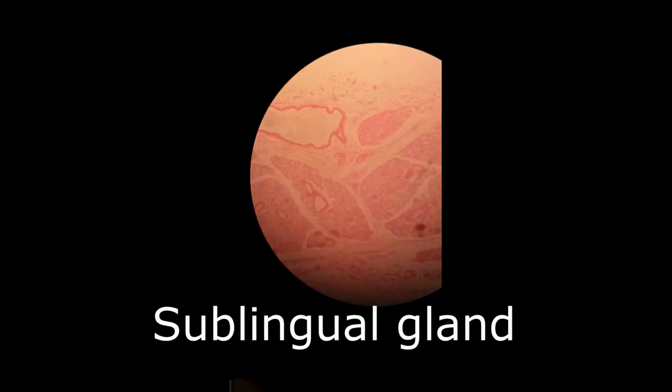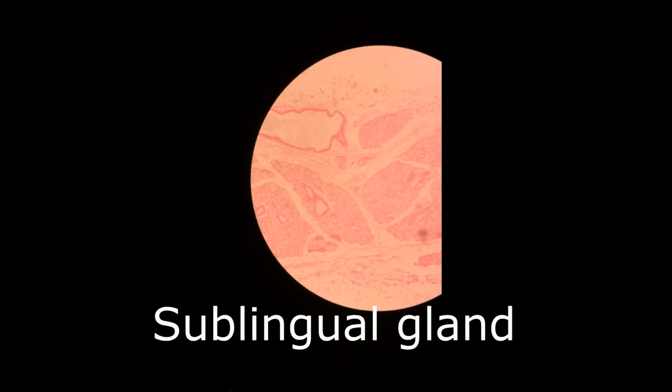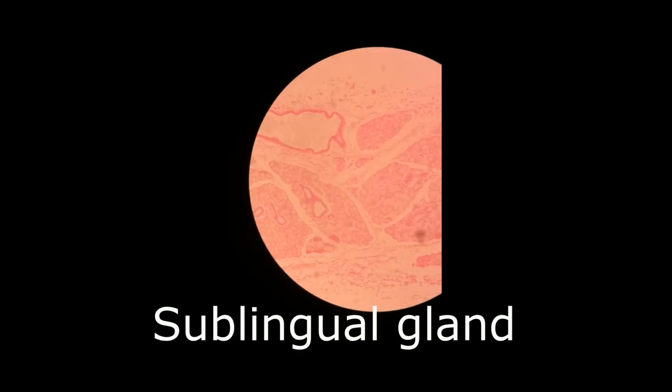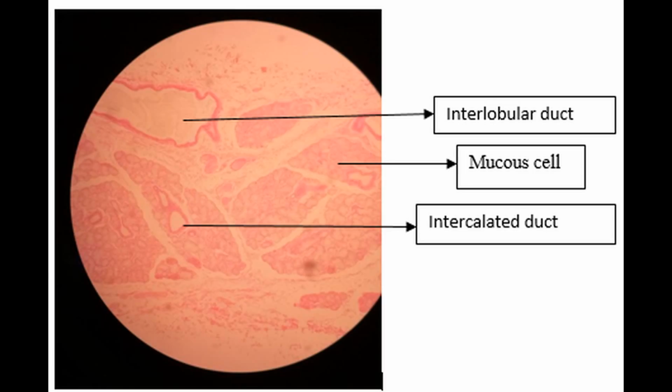Last, we have the sublingual gland. It can be found beneath the tongue. Sublingual gland secretes mucus and exits directly through the excretory ducts.